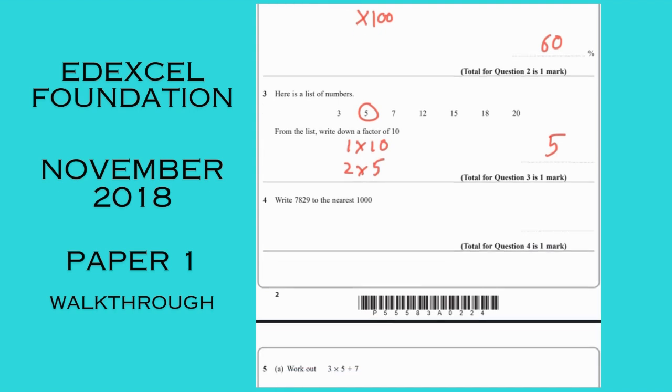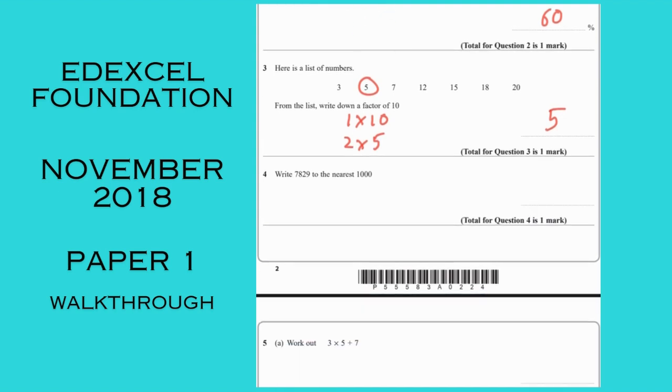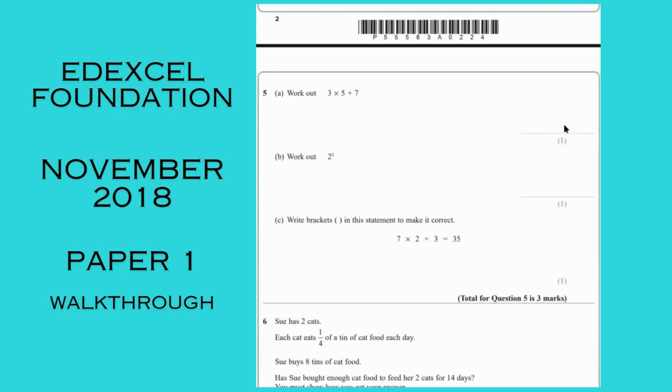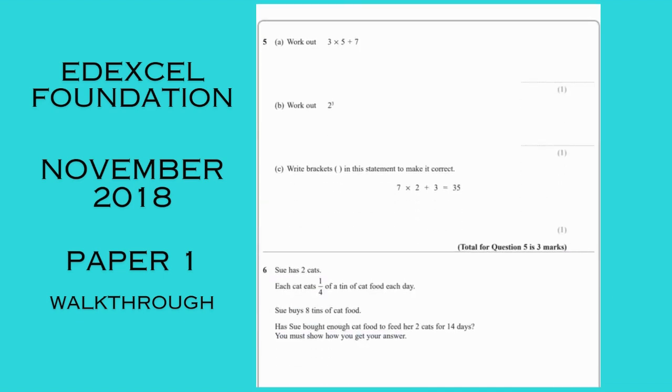Next one, rounding off to the nearest thousand. The 7 is in the thousands column. It's an 8 we have after it, which means we must round up. We're getting 8,000.